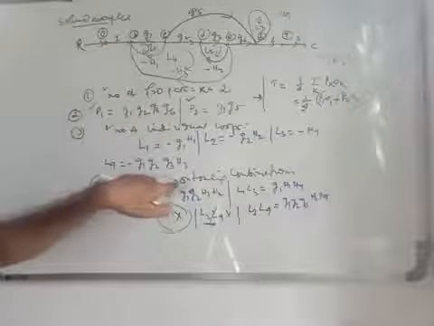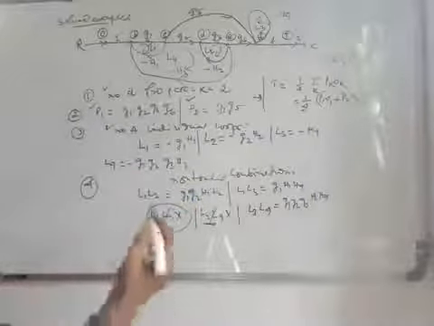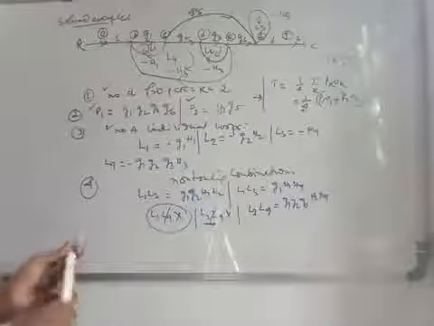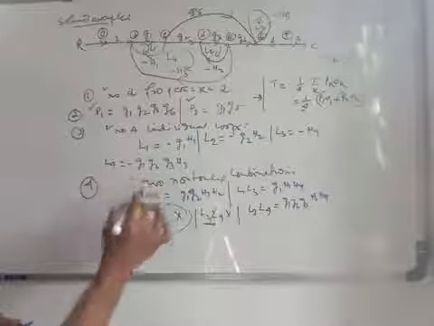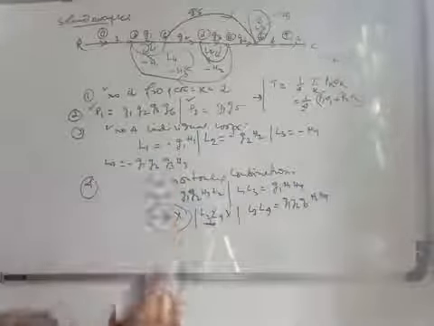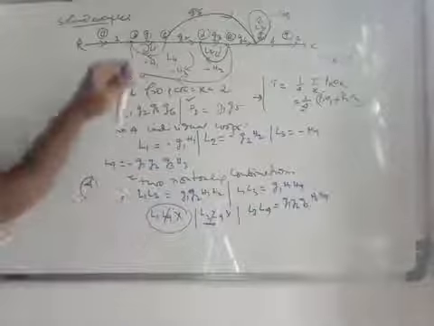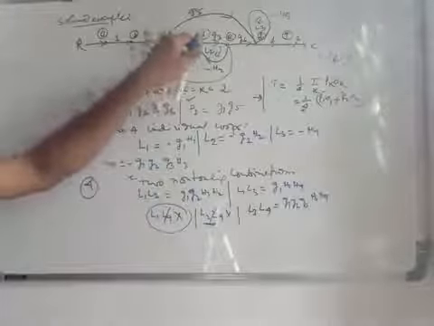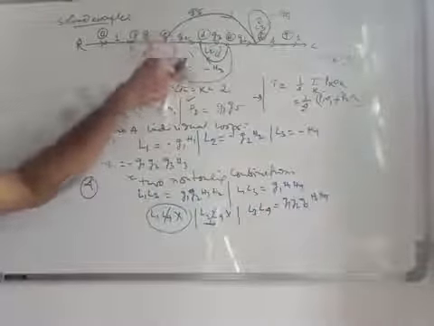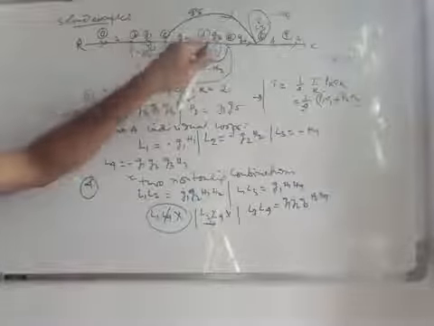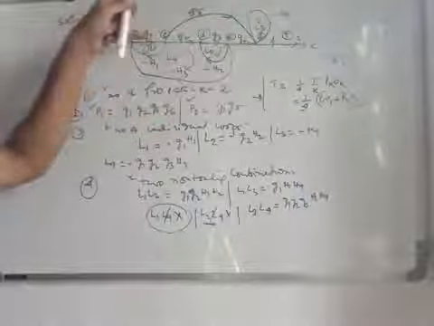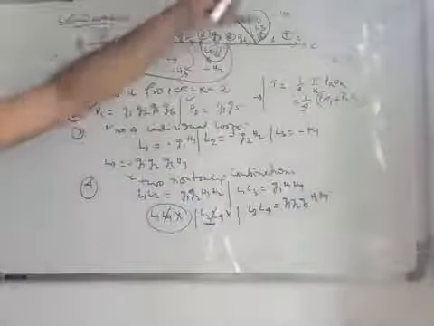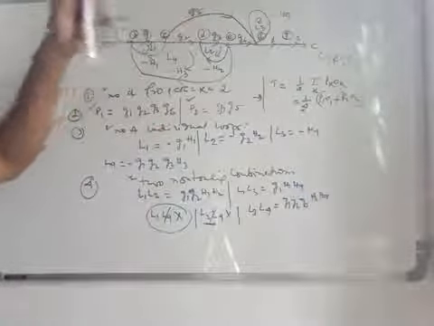And next is to find out non-touching combinations. That is, two non-touching combinations. L1 and L2, no common node sharing. L1 and L4, common node sharing is there. L2 and L4, there is a common node sharing. L2 and L3, no common node sharing. L1 and L3, no common node sharing. L3 and L4, no common node sharing, right?